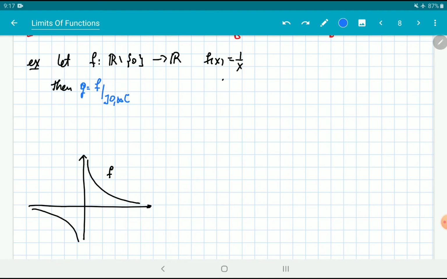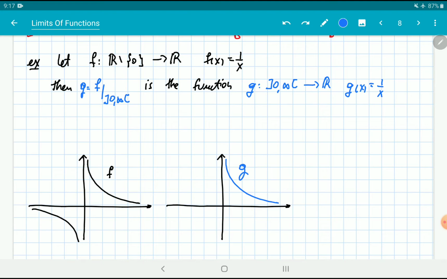This is going to be a new function, so now I'm going to denote it g to make you understand this is really a new function. And what kind of function is it? Well, from the definition, it's the function whose domain is 0 to infinity, and such that g of x is equal to 1 over x on its domain. If I look at the graph, you see how it is different from the graph of f, because g is only a portion of f. So even though the rule that defines them is the same, the functions are different because their domains are different.